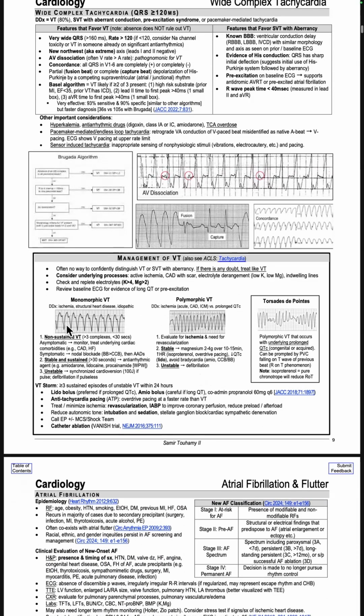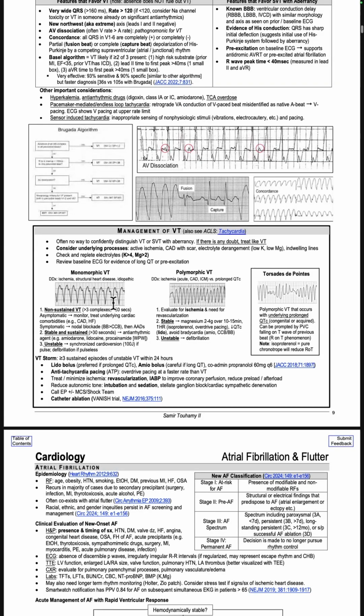Then what is the morphology of the ventricular tachycardia? If it's monomorphic, on your differential, you should be thinking about ischemia, structural heart disease, or idiopathic. The characterization there: is it non-sustained, stable and sustained, or unstable? Non-sustained ventricular tachycardia is greater than 3 complexes, or basically greater than 3 PVCs, less than 30 seconds. If it's asymptomatic, you monitor and you treat the underlying cardiac comorbidities such as coronary artery disease or heart failure. If it's symptomatic, non-sustained VT, you want to do nodal blockade using beta blockers more than calcium channel blockers, and then anti-arrhythmic drugs.